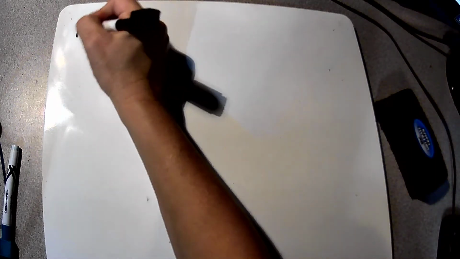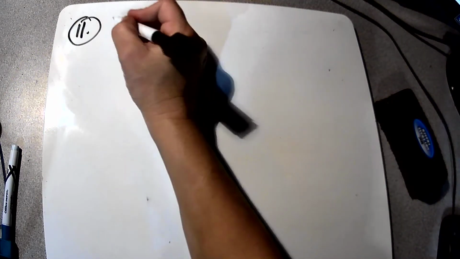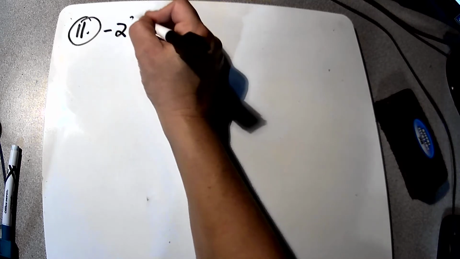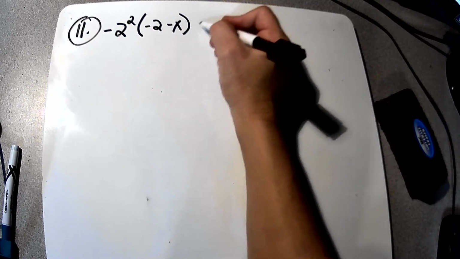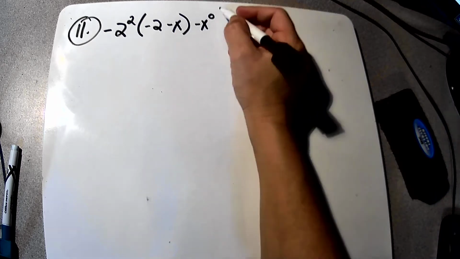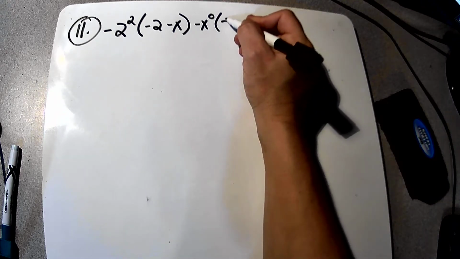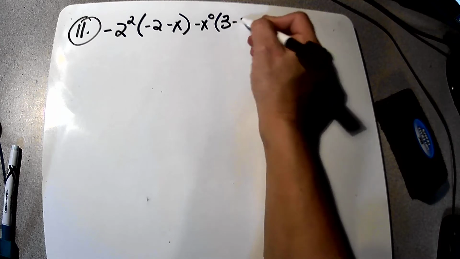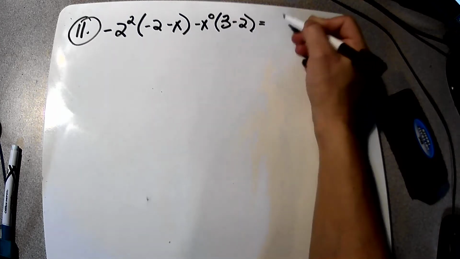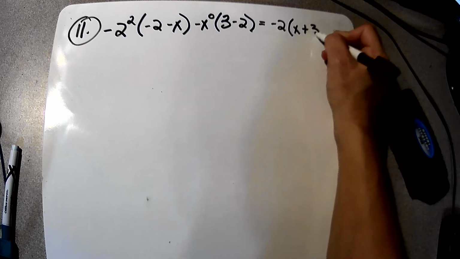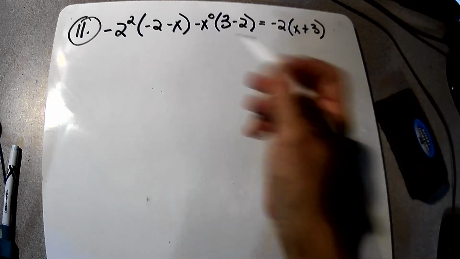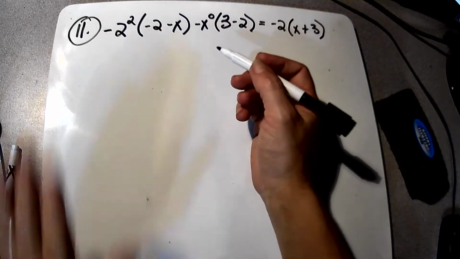Alright, now I'm going to do number 11, and it is negative 2 squared times negative 2 minus x to the 0 times 3 minus 2 equals negative 2 times x plus 3. Okay, so exponents first, 2 squared. Now we can cover that up.